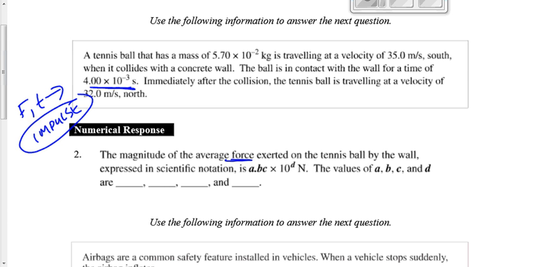All right, so what do we know about impulse? We know that delta P is equal to F times delta T, and it's equal to M times delta V. Looks like by our givens, it's the last 2 parts of the equation that I want to use, and I'm going to rearrange that to solve for F, to get M times delta V over delta T. Notice what I wrote down there: M times delta V, not V, but delta V over delta T. We've got a mass here. It's 5.7 times 10 to the minus 2.